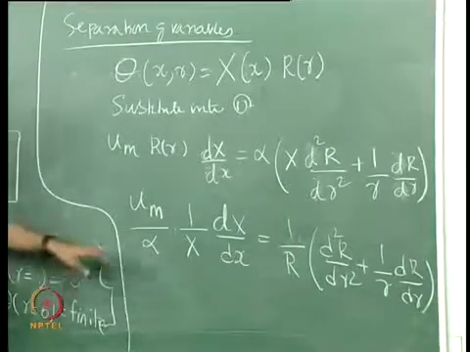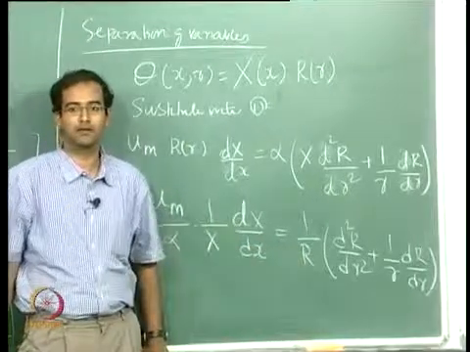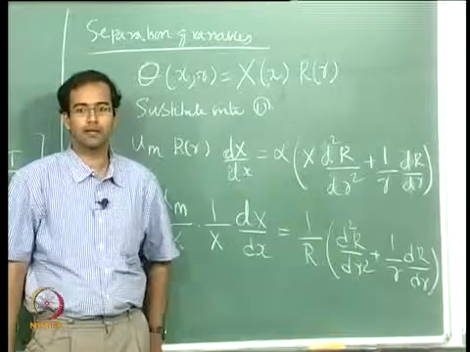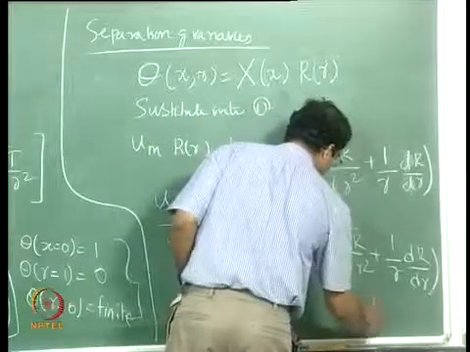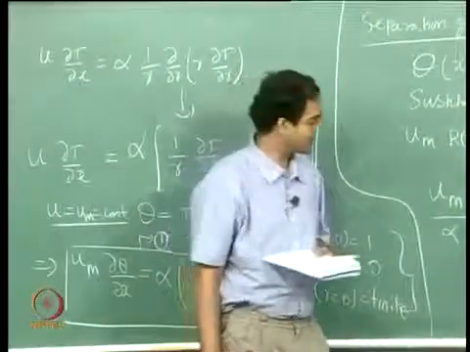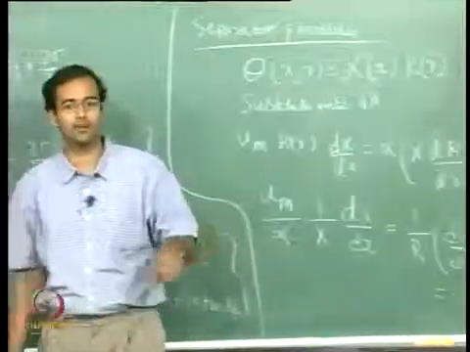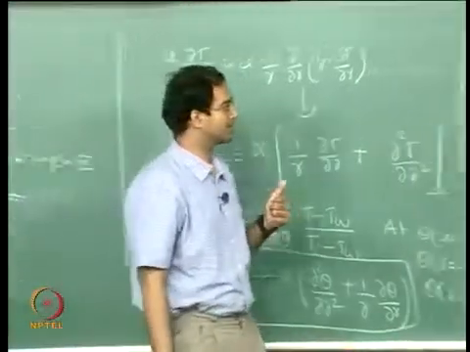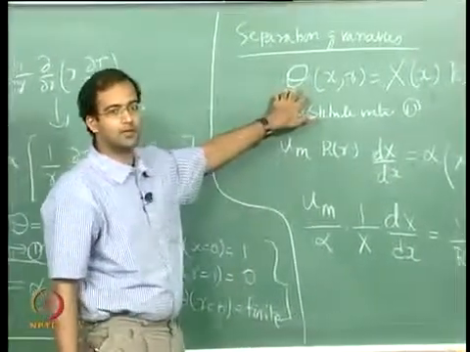So on this side I have everything as a function of x, and on this side I have everything as a function of r. These two can be equal only if they are equal to a constant. So I assume that this constant is negative, minus lambda square. Why I put this is that if you look at the solution for X, it will be an exponentially decaying function. If I put a positive constant there, it will be an exponentially increasing function. And what is this X standing for here? That is basically the variation of theta with respect to x.